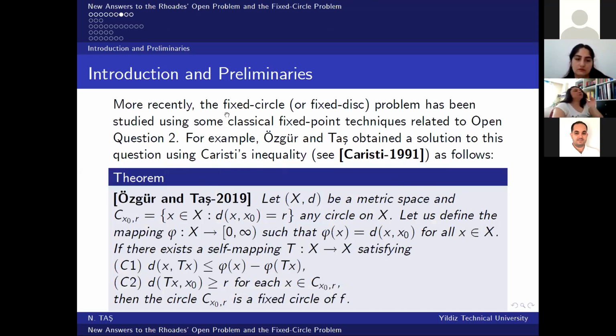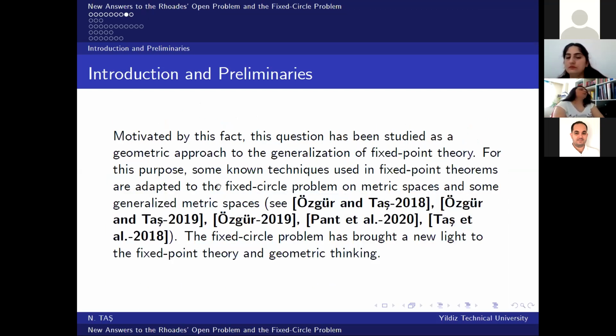More recently, the fixed circle or fixed disk problem has been studied using some classical fixed point techniques related to open question 2. For example, Özgür and Taş obtained a solution to this question using the Ćirić inequality. The Ćirić inequality is this. This theorem is the first solution to the question. Motivated by this fact, this question has been studied as a geometric approach to the generalization of fixed point theory. For this purpose, some known techniques used in fixed point theorems are adapted to the fixed circle problem on metric spaces and some generalized metric spaces. The fixed circle problem has brought a new light to fixed point theory and geometric thinking.